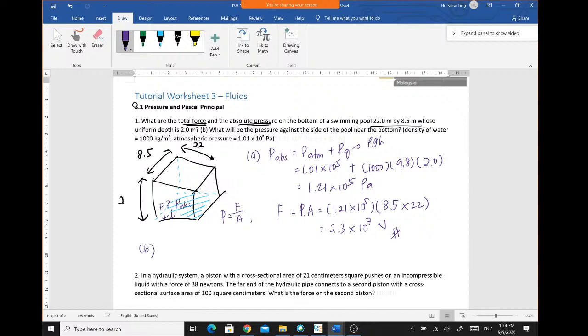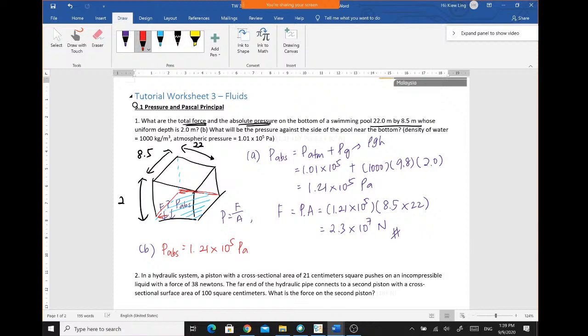So B, what will be the pressure against the side of the pool near the bottom? Just now it was right at the bottom. How about the pressure on the side here? It will be the same as the bottom also. The absolute pressure, yes, very good, is still equal to 1.21 times 10 to the power of 5 Pascal. Why? Because of Pascal principle.